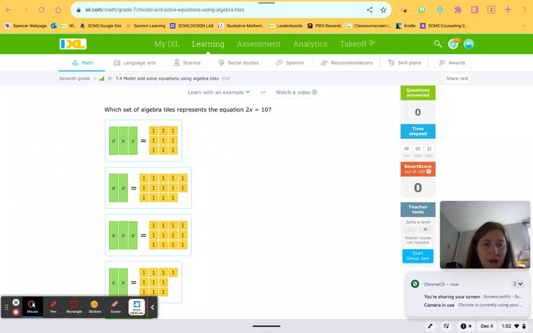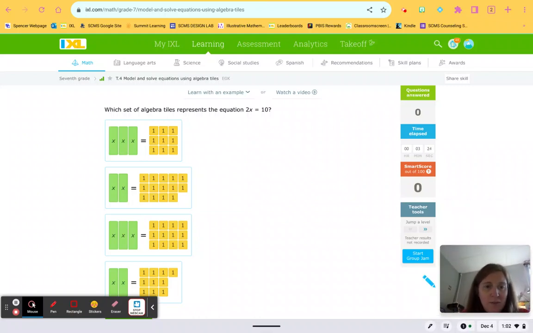I want to go over the algebra tiles model and solving equations using algebra tiles checkpoint with you. So this first one, which set of algebra tiles represents the equation 2x equals 10? So you want to find one that has 2x's and you want to find one that has 10.